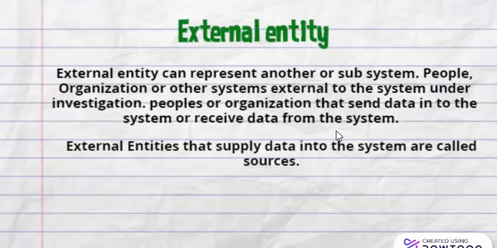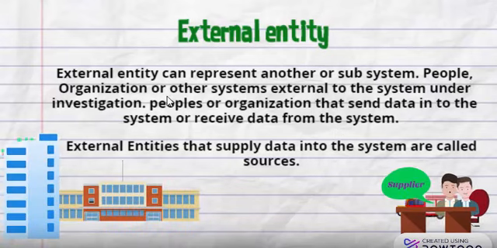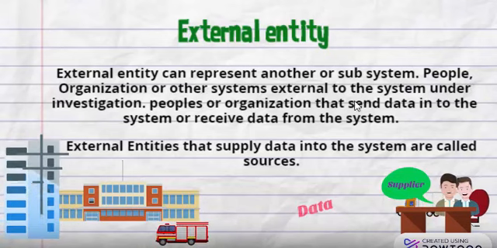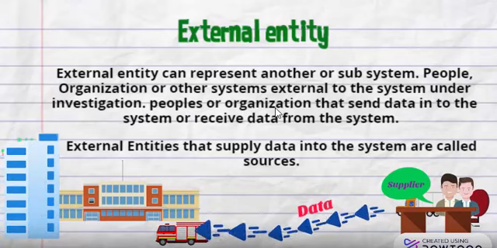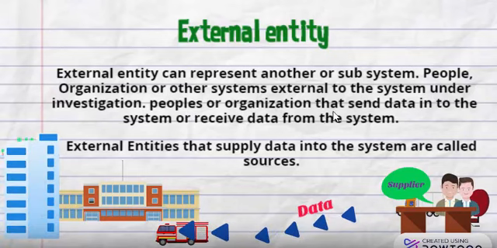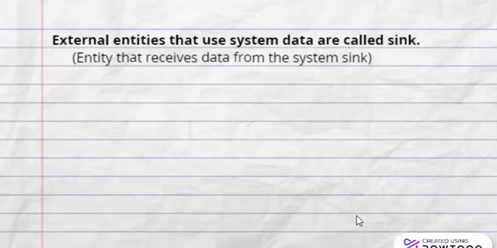An external entity can represent another system or subsystem. People, organizations, or other systems external to the system under investigation. People or organizations that send data into the system or receive data from the system. External entities that supply data into the system are called sources. External entities that use system data are called sinks.